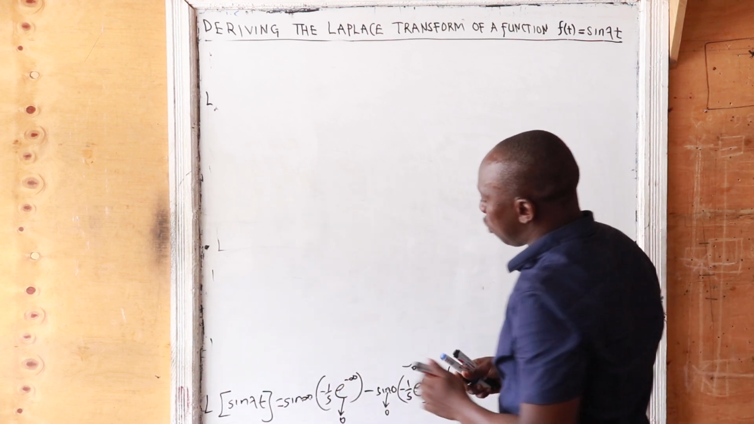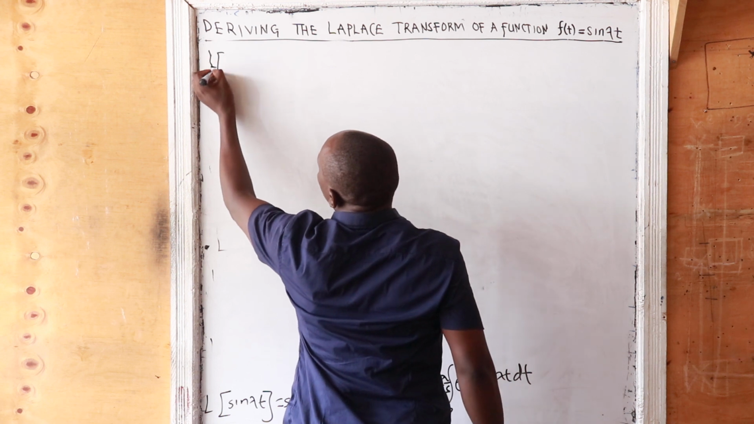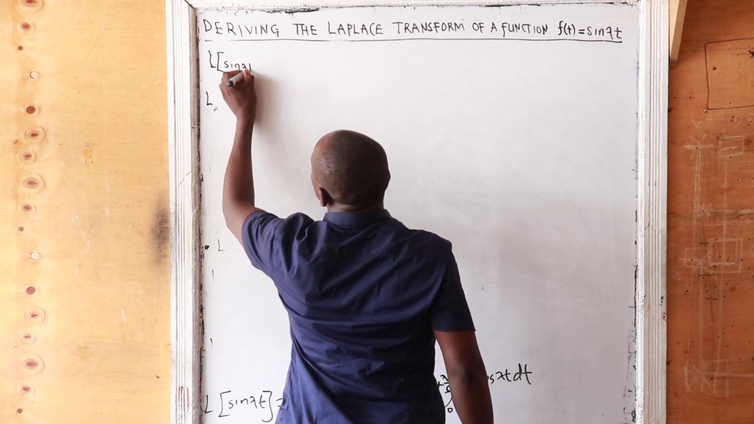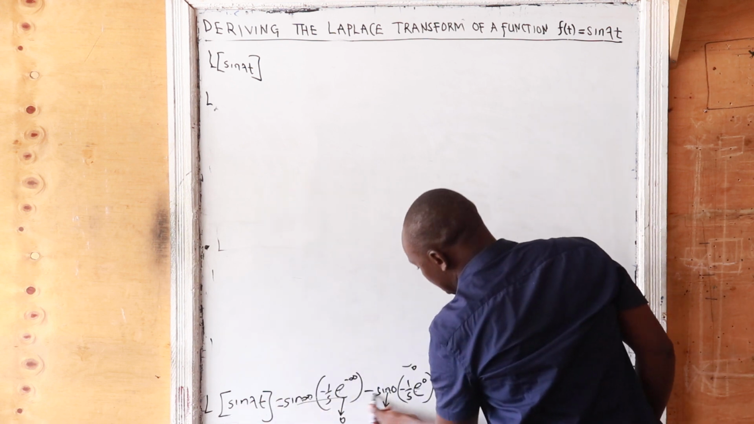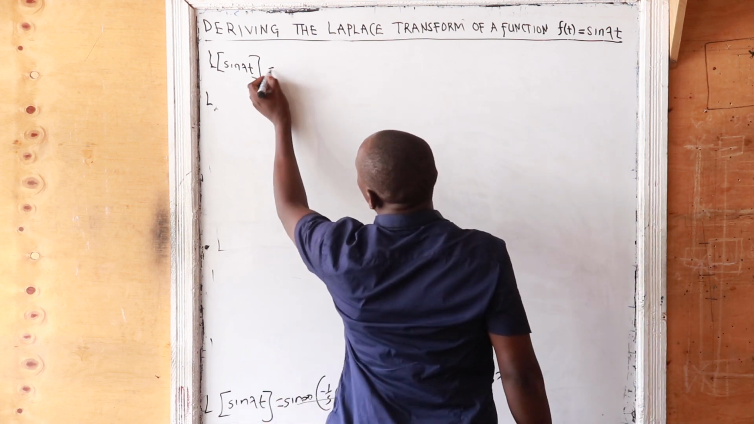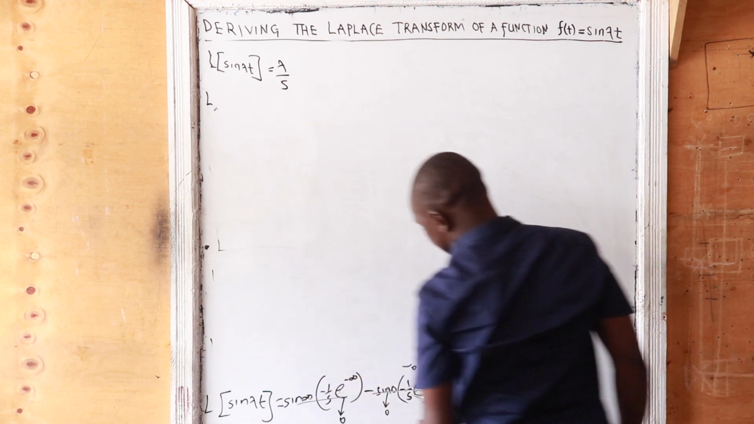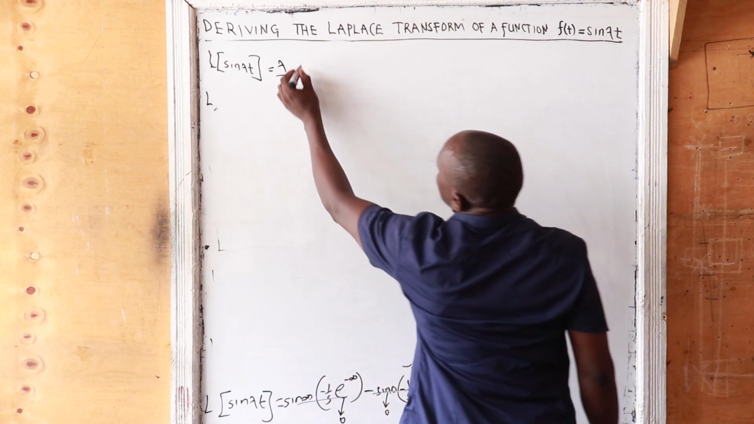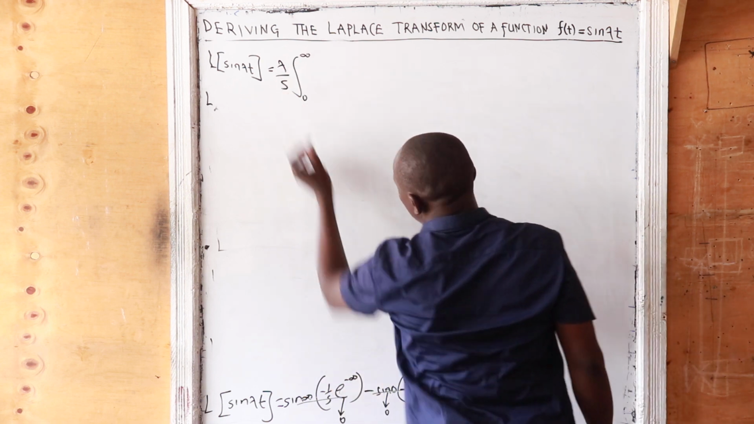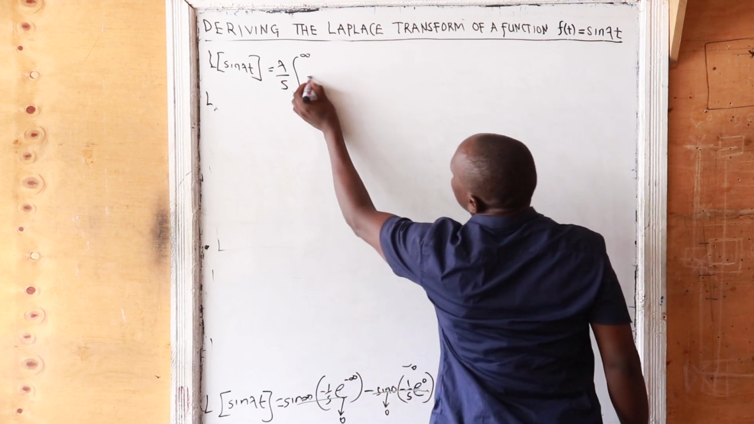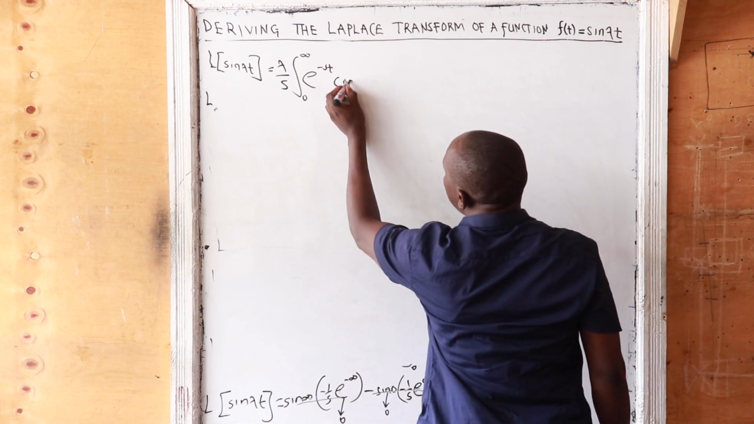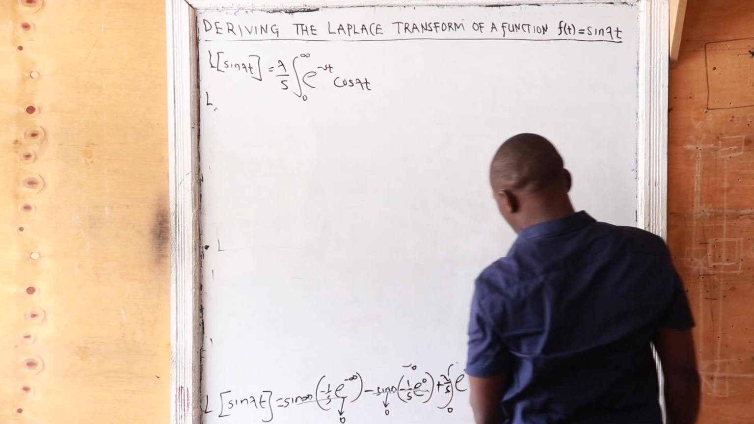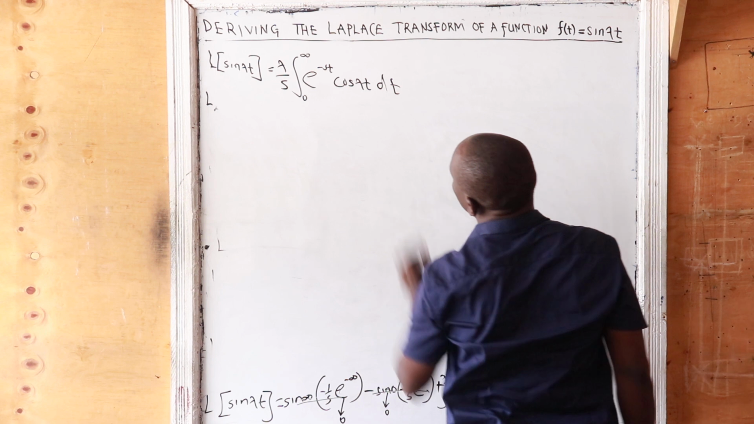So we are going to be left with the Laplace transform of sine lambda t being equal to lambda over s times the integration from infinity to 0 of exponential minus st cosine of lambda t with respect to t.